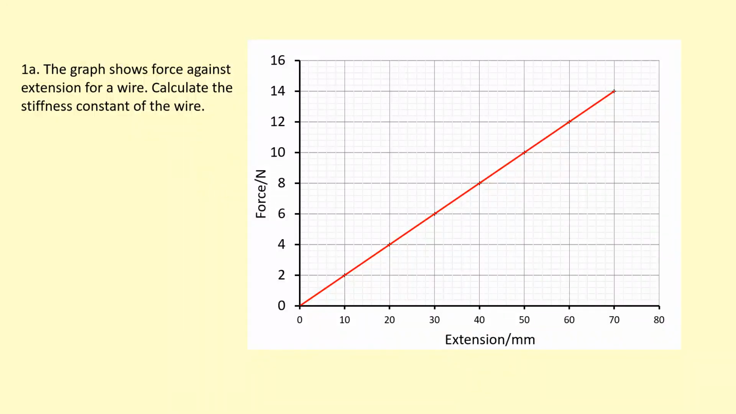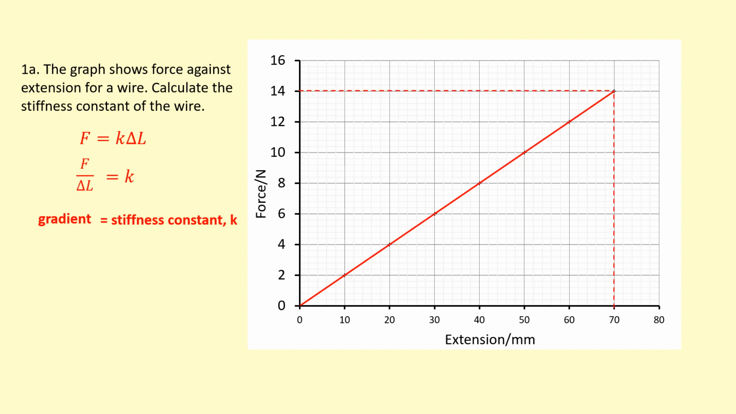Okay, the graph shows the force against extension for a wire. Calculate the stiffness constant of the wire. So using Hooke's law, we know that force equals the spring constant, or stiffness constant, times the extension. Rearranging this, we can get the stiffness constant like this: force divided by extension. That's actually the gradient, because on the y-axis we have force, and on the x-axis we have the extension.